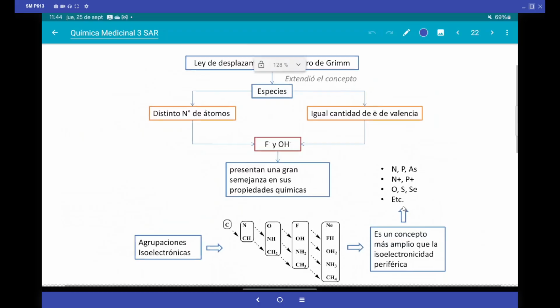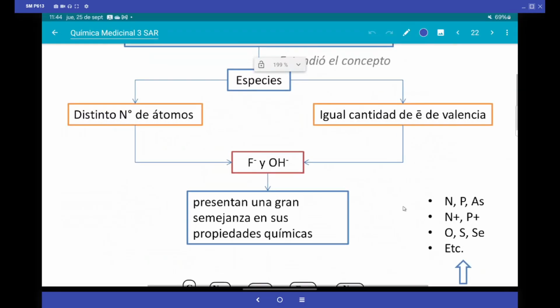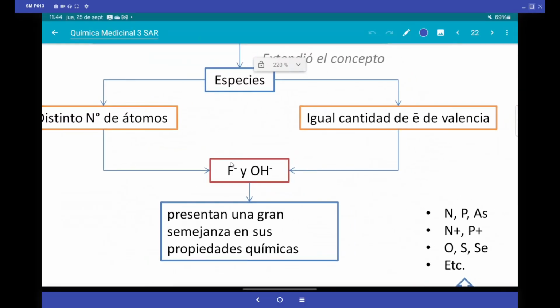We are going to see an application exercise. Look, it says fluoride and hydroxyl. They are similar in their properties. They have a different number of atoms. Let's see here in the center. Fluoride and hydroxyl are two hard groups, two groups of high hardness.